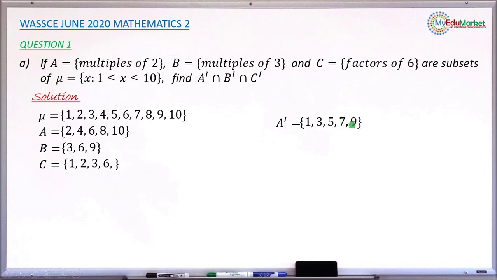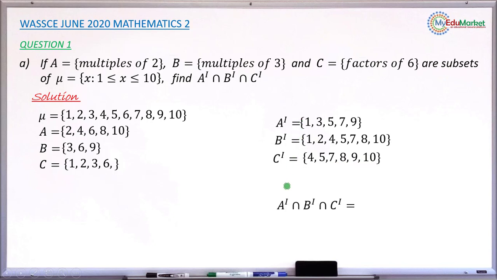The B complement will now contain members in the universal set which are not in set B. And those elements will now be 1, 2, 4, 5, 7, 8, and 10. These are the only elements that are present in the universal set but not in set B. And I will also find the members in the C complement, which are members in the universal set but not present in set C. And those elements will now be 4, 5, 7, 8, 9, and 10. These are the three complements that I will now intersect.